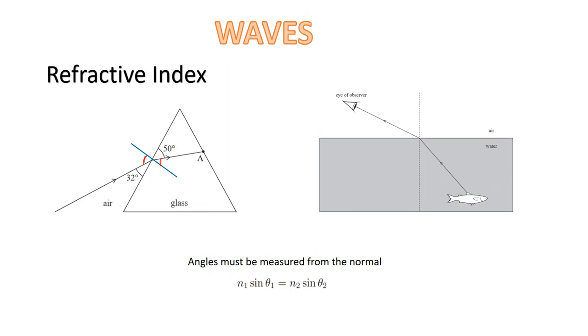So n1 would be, over here, the refractive index of air, and sine theta 1 would be the angle in air, equals n2, the refractive index of glass, and sine theta 2 would be the angle in glass. So when it comes to air, the refractive index of air is 1. So you plug in the values and you calculate the refractive index of glass.